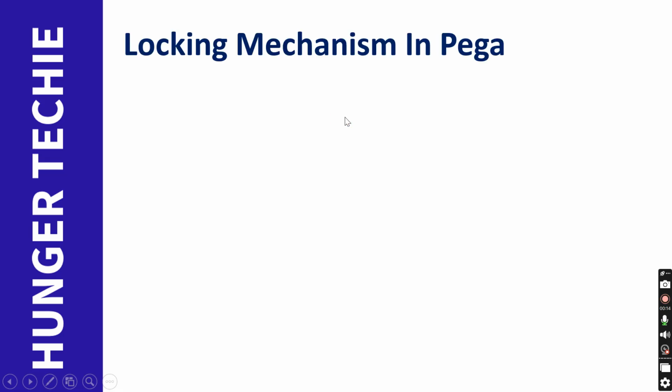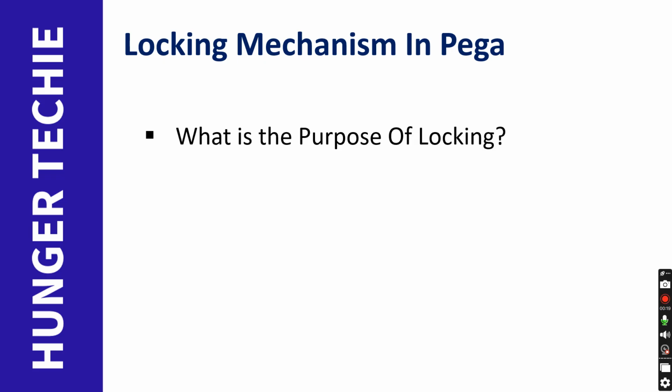Before trying to understand the locking mechanism in Pega, let's understand the purpose of locking and why it is required. Let me take a real-time example. Let's assume that there is a loan processing team in a bank. In a loan processing team, there are multiple teams involved: one is the verification team, the approval team, and the disbursement team. In the verification team there will be multiple people involved, and even in the approval team and the disbursement team multiple members will be involved.